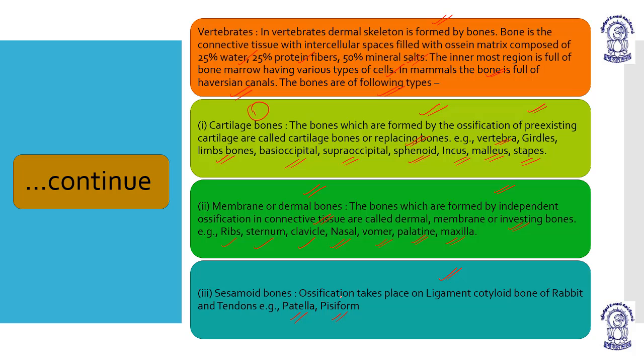The basic difference: in cartilaginous bones, cartilage undergoes ossification, like vertebrae, girdles, malleus, incus, stapes. Membranous or dermal bones are ribs, sternum, clavicle, nasal, vomer, palatine, maxilla. Sesamoid bones, for example, are patella and pisiform.